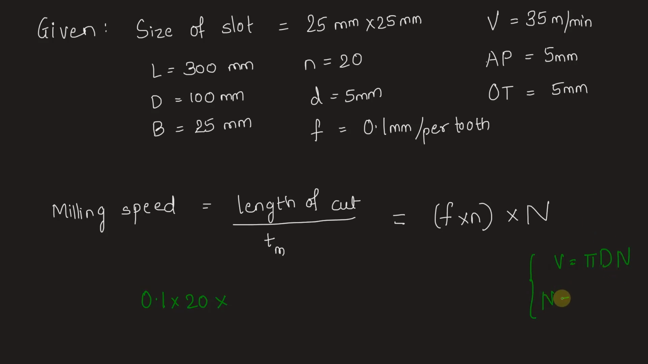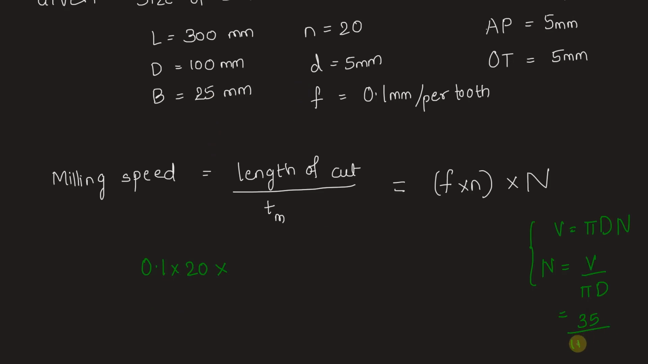From here we can calculate n as v upon pi d, which comes out to be 35 upon pi into 100 millimeters. The 100 millimeters has to be converted to meters because the speed is in meter per minute, so it is 100 into 10 to the power minus 3. This gives us n as 111.4085. Let's substitute it here: 111.4085 will be equal to length of cut upon Tm.